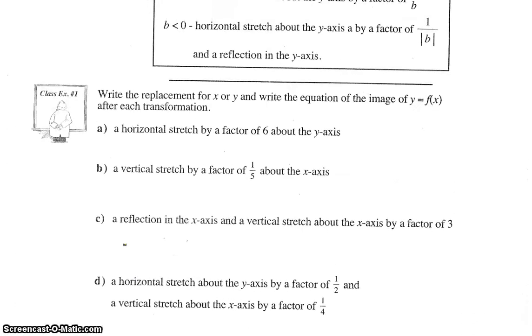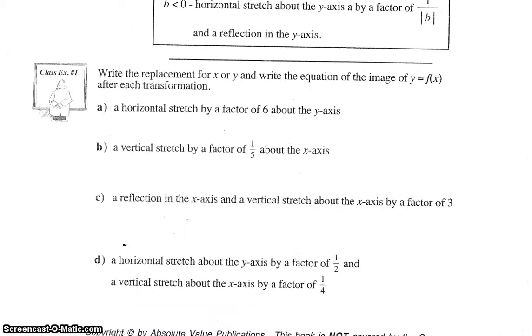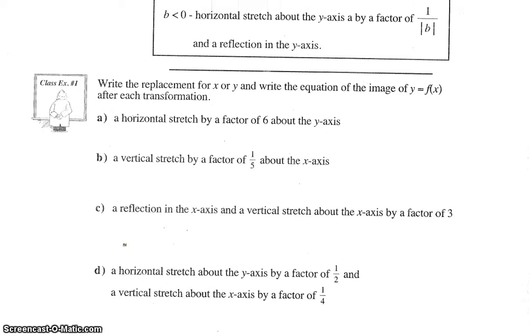Okay, example number 1. Write the replacement for x or y and write the equation of the image of y equals f of x after each transformation. So let's look at the first one. A horizontal stretch by a factor of 6 about the y-axis. Okay, so when you hear horizontal, that's got to be x, right? We're involving x in that. What that means is we're going to be replacing x with, we're doing the replacement right now. So horizontal stretch by a factor of 6.